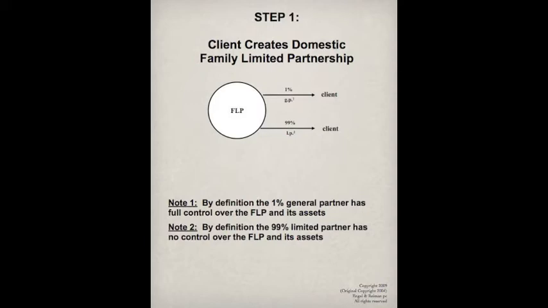So what we're setting the stage for here is separation of ownership from control. And by setting the stage for separation of ownership from control, we're getting ready for them to divest the ownership or the value, but yet still stay in control of assets in a fashion consistent with state law.